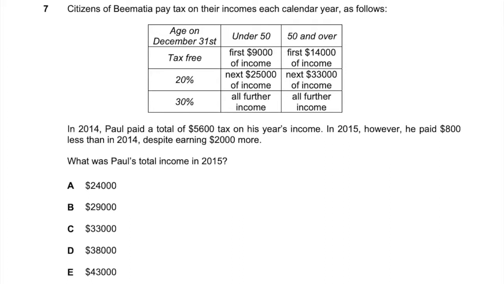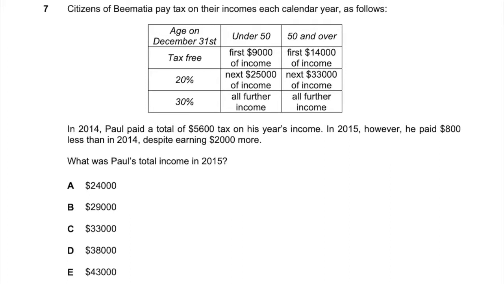For Paul to pay less tax on a greater income in 2015 compared to 2014, when the tax system remained unchanged between the 2 years, we must assume that in 2014 Paul fell into the under 50 tax bracket, but in 2015 fell into the 50 and over tax bracket. In 2015 Paul paid $5,600 minus $800 equals $4,800 tax on his income. The first $14,000 of Paul's income were tax-free. However, the next $33,000 incurred a 20% tax rate.